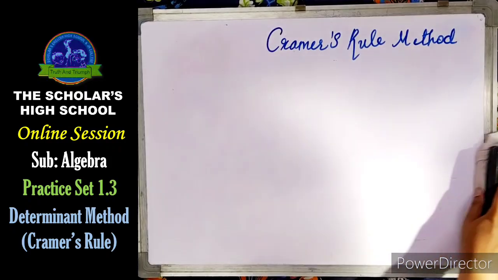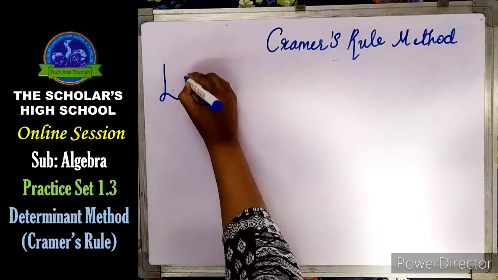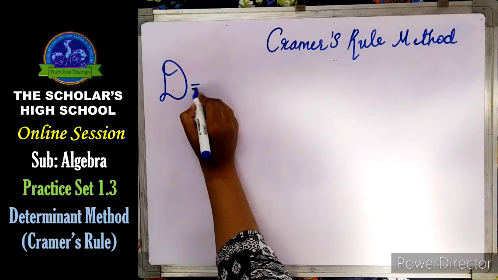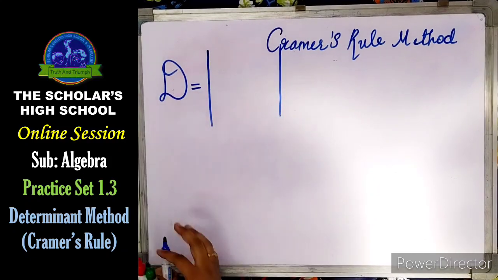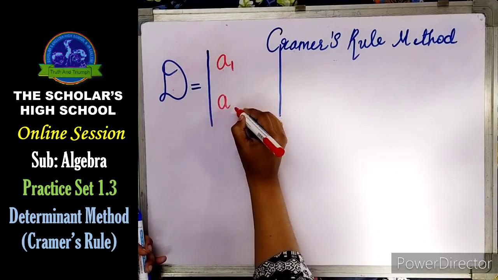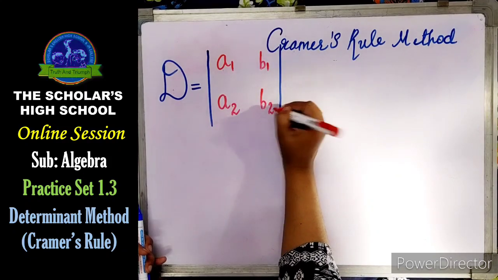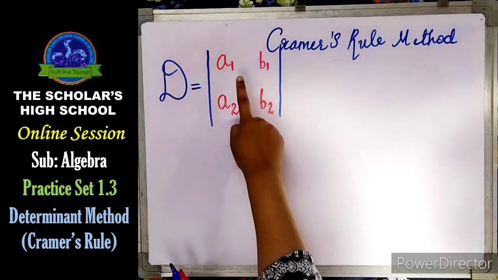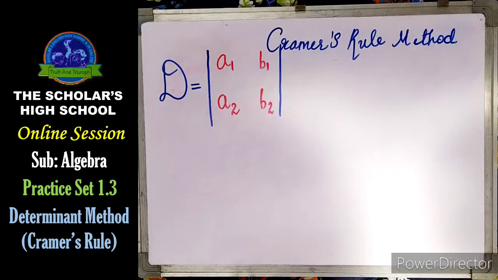First we will see for D, which is determinant. In this column, the four terms are here A1, A2, B1, B2, which means here will be the value of A1, A2 from the equation and B1, B2 from the equation. Here C1, C2 column is omitted.